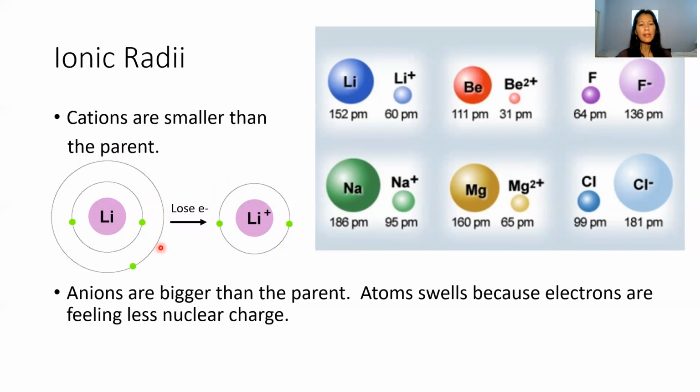Okay, the anion one is a little harder to visualize, but what you need to know is anions are bigger than their parent, and atoms actually swell when they get more electrons. You could think of it as more repulsion, so they're swelling a little bit there, but also when you add more electrons, they're not feeling as much of that positive charge, meaning they're sharing that positive charge more, so they're not feeling that constriction towards the nucleus as much. So it ends up creating a situation where the atom swells or gets larger.